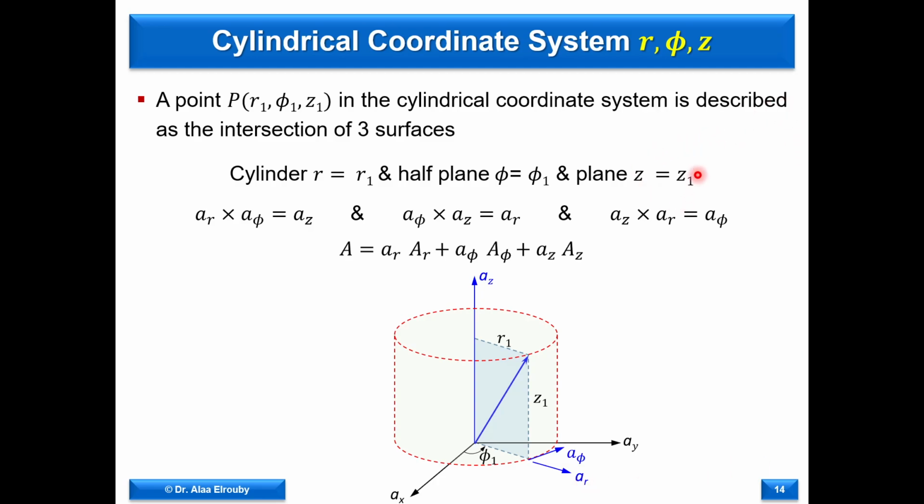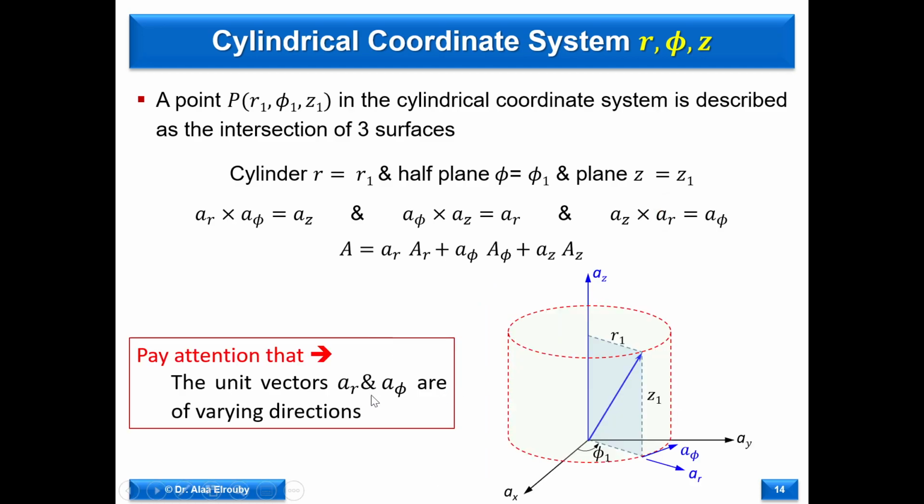aZ is the same as in the Cartesian coordinate system, and it is of constant direction. The Cartesian coordinate system has this unique property among the orthogonal coordinate systems, which is that its unit vectors are of constant magnitude, of course equal to 1, and constant direction. So I just added a note that aR and a phi are of varying directions for you to remember that.